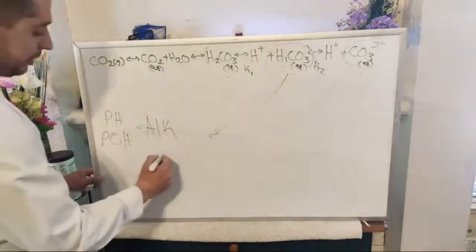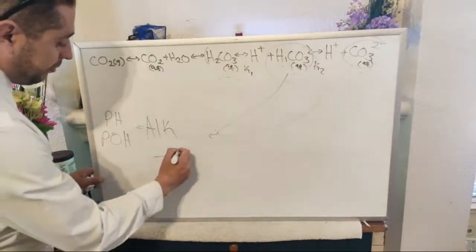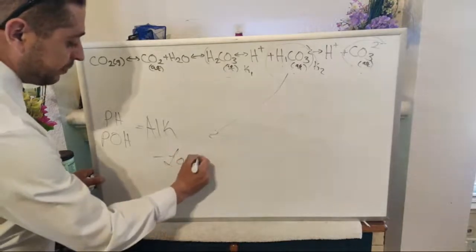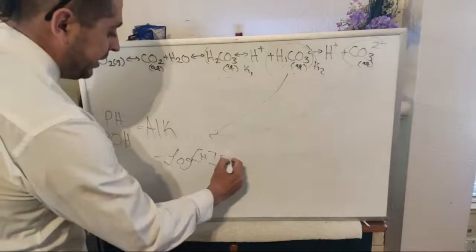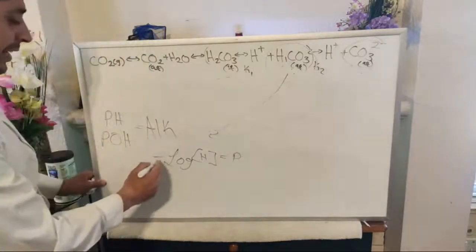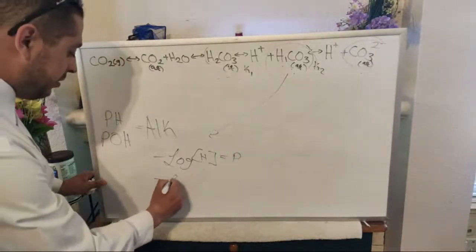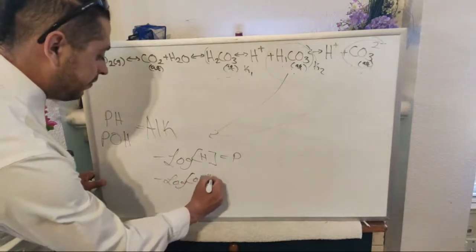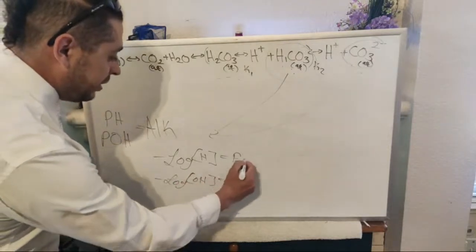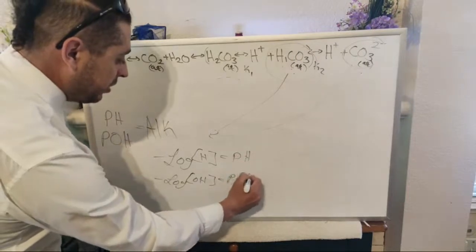And to figure out the concentration, I think it's the negative log base of the concentration of hydrogen. That equals pH. I think that negative's there, I can't remember. Log base of hydroxide is equal to the pOH.